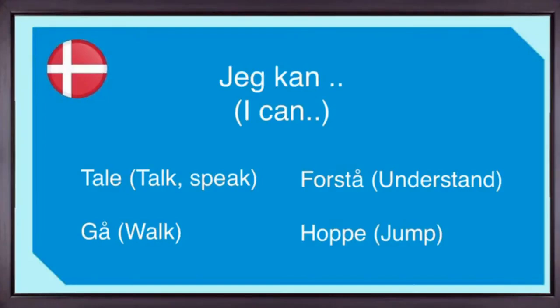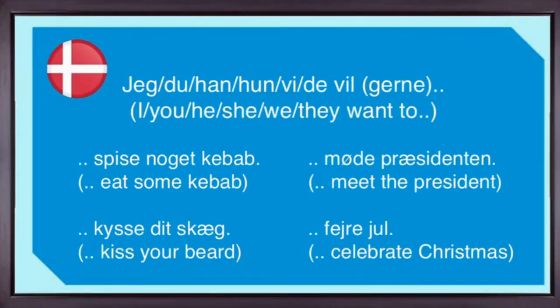Awesome. Then we have, now, this is where it starts to get long, but it's actually pretty simple. So you just have to choose one personal pronoun. So like, jeg, du, han, hun, vi, de, vil gerne. Right? Again is optional. So one of these personal pronouns, and you see the English translation right here. Just one at a time.